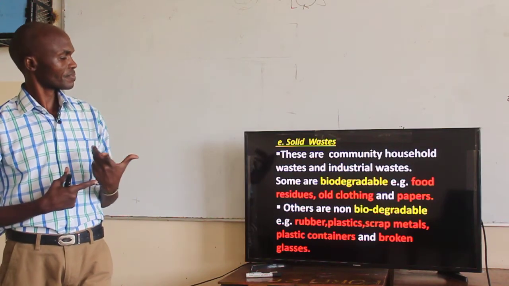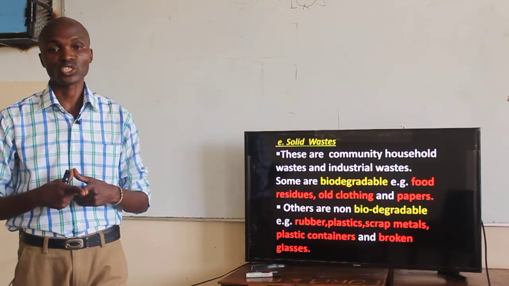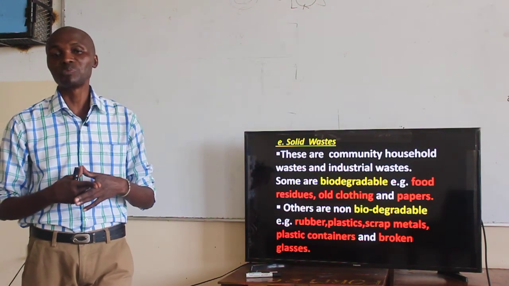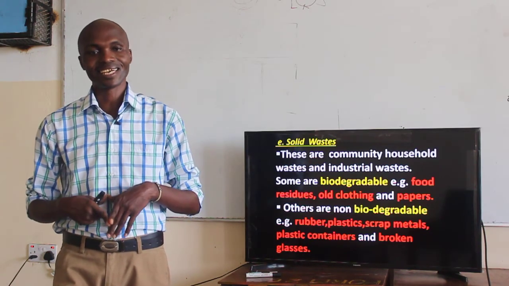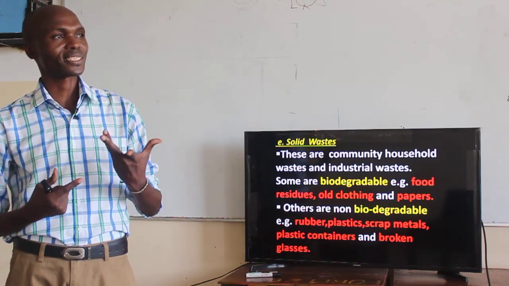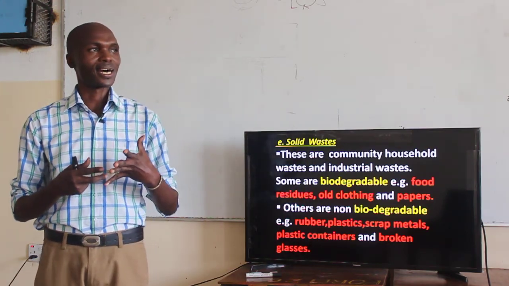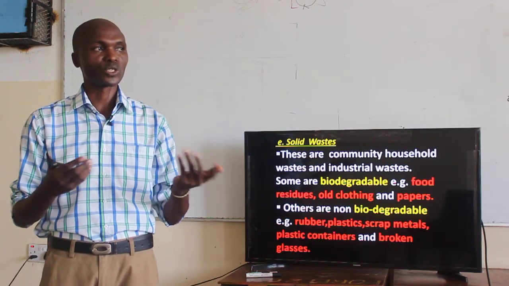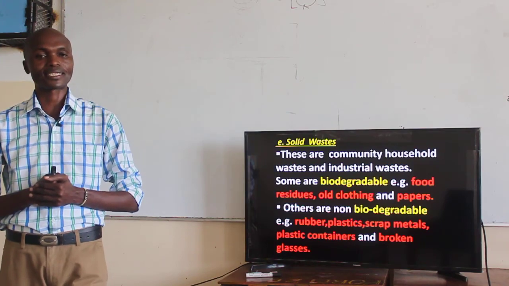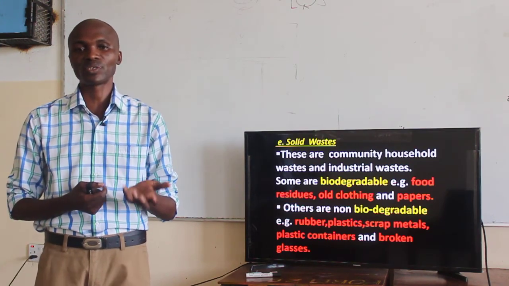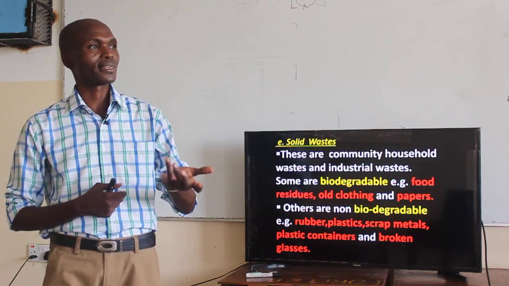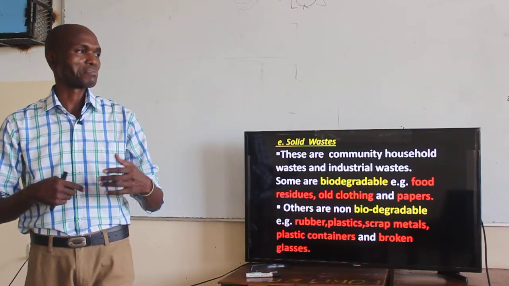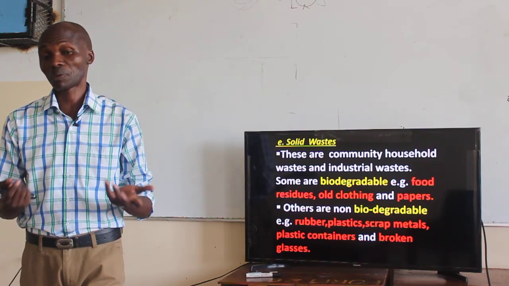Our fifth source of soil pollution is solid wastes. Now, these are actually community household wastes and industrial wastes. So the solid waste we are looking at is from our households, okay, and also from the industrial plants. Some of these solid wastes are biodegradable, and they can undergo natural decomposition. For example, food residues, some old pieces of clothing, and also papers.